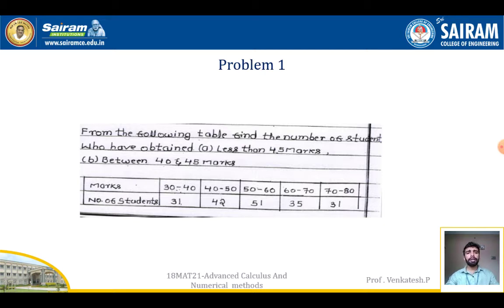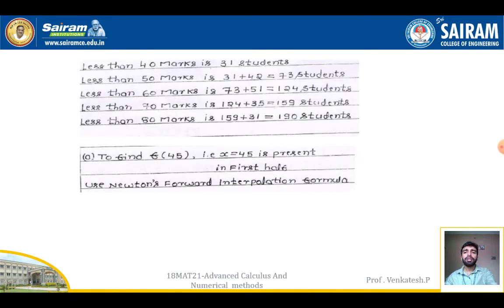Since here we have to estimate the number of students, we can take y as the number of students and marks as x. Since x is not in the proper order, we have to estimate the values of x. So I can take the value of x like this. The students who scored marks less than 40 will be 31 students.